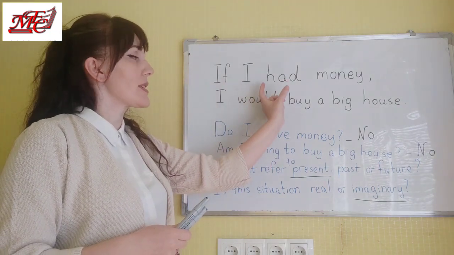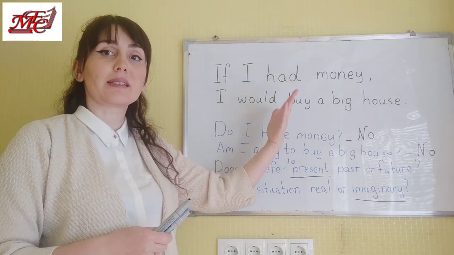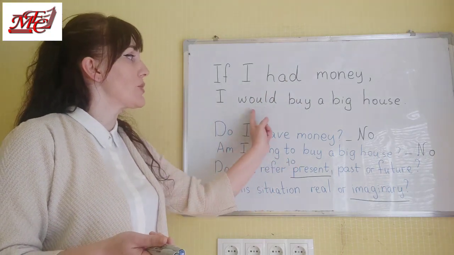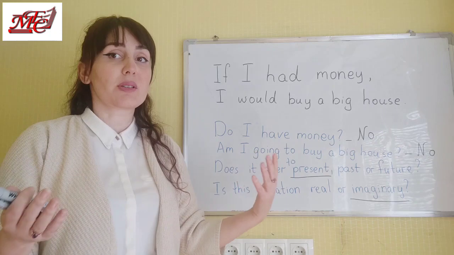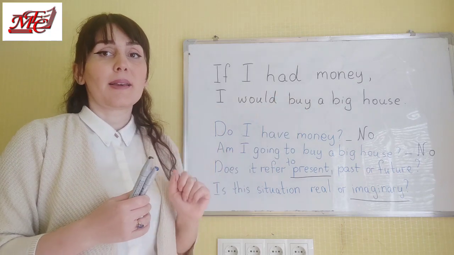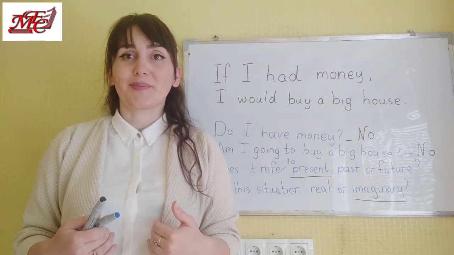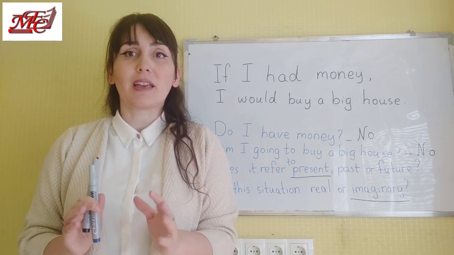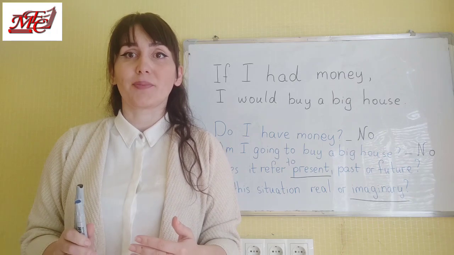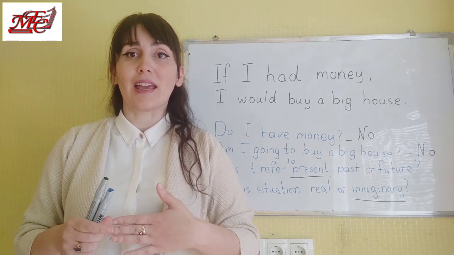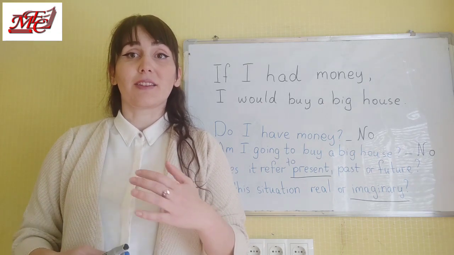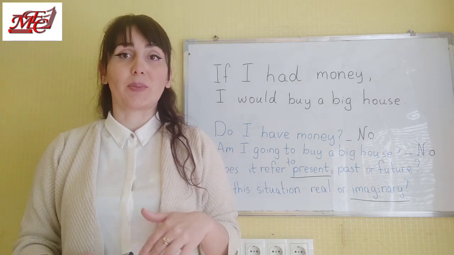If I use positive form of the verb, it means that the reality is negative. If I had money, in reality I don't have money. If I say I would buy a big house, it means that I won't buy a big house. So the reality is always opposite of the sentence. I am an English teacher. Yes, and I have my own job. If I imagine that if I were not an English teacher, I would be a designer. So I am an English teacher and I imagine something opposite of my reality. Yes, if I were not an English teacher, I would be a designer.